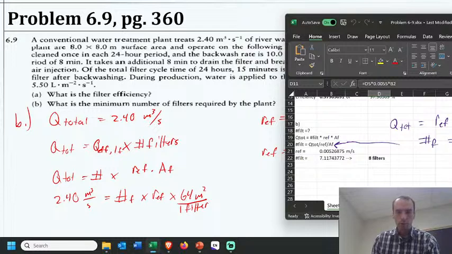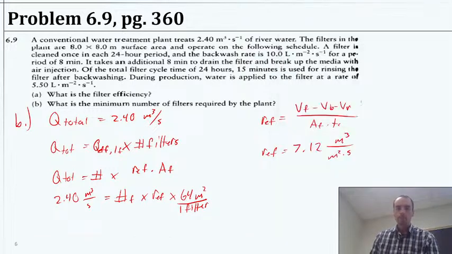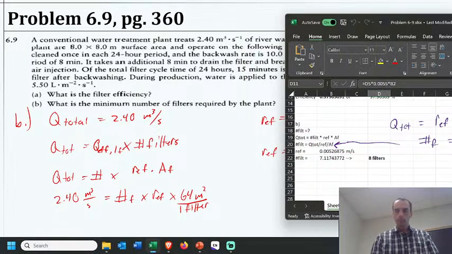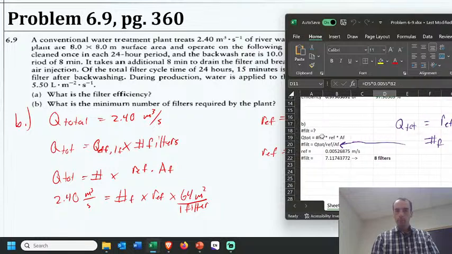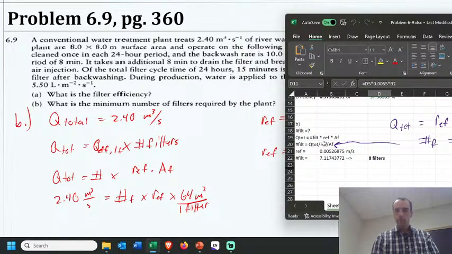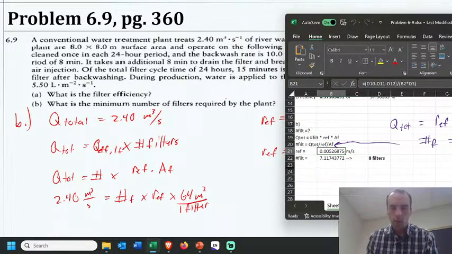Actually, I probably have the, yeah. Let's see, did I put the right units? I'm sorry, I jumped ahead of myself. I wrote the wrong number. So 0.0053 there.